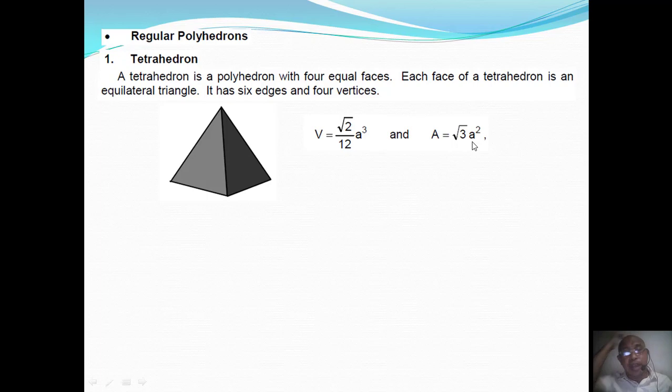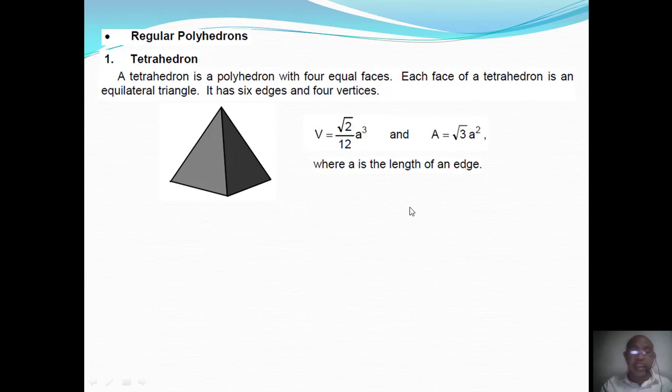By the way, for the area of the tetrahedron, we can also compute it using the area of the equilateral triangle. For an equilateral triangle, we know the sides and the included angle is 60. So just compute the area of one triangle and then multiply it by 4 because we have 4 equilateral triangles for its faces. So area equal to square root of 3 a squared, where a is the length of the edge.